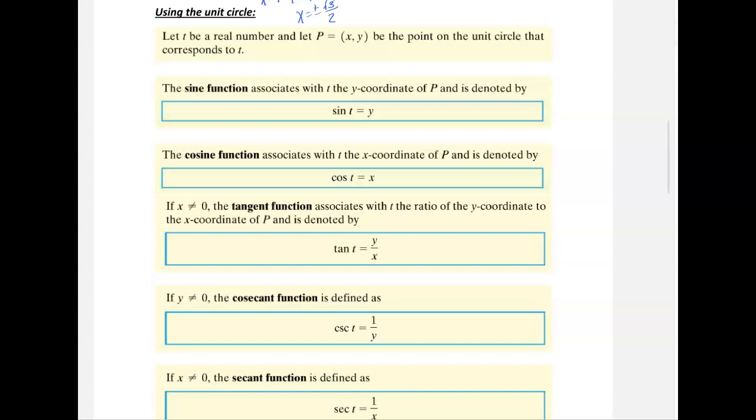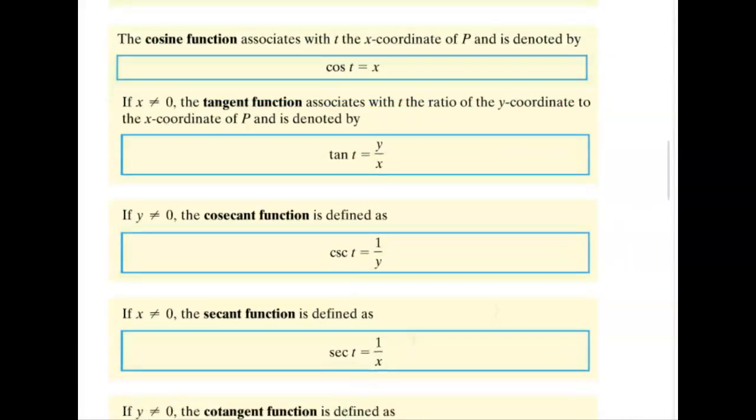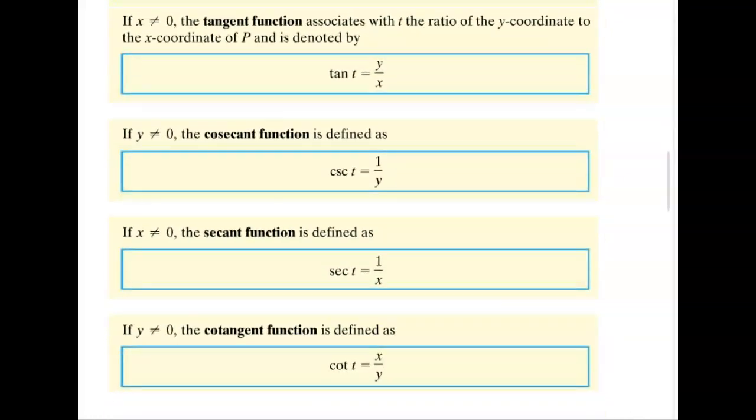The sine function is going to be just the y-coordinate. Cosine function is going to be the x-coordinate. Tangent function is going to be y divided by x. And then we've got some reciprocal identities. We've got cosecant, secant, and cotangent.